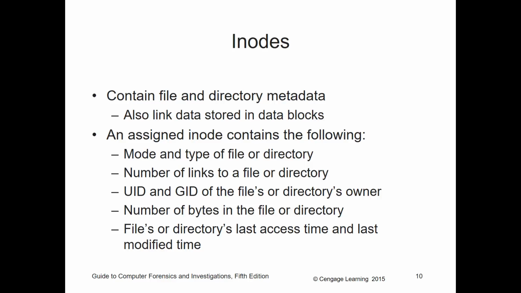They are assigned inodes containing the following major information. An assigned inode, mode and type of the file or directory, the number of links to a file or directory, just in case the data is fragmented, the number of links, we already talked about that one, the unique identifier and the global identifier of the file and or directory's owner data, directory information, whether it be a group or a user, the number of bytes in the file or directory. Lastly, the file or directory's last access time and last modify time.